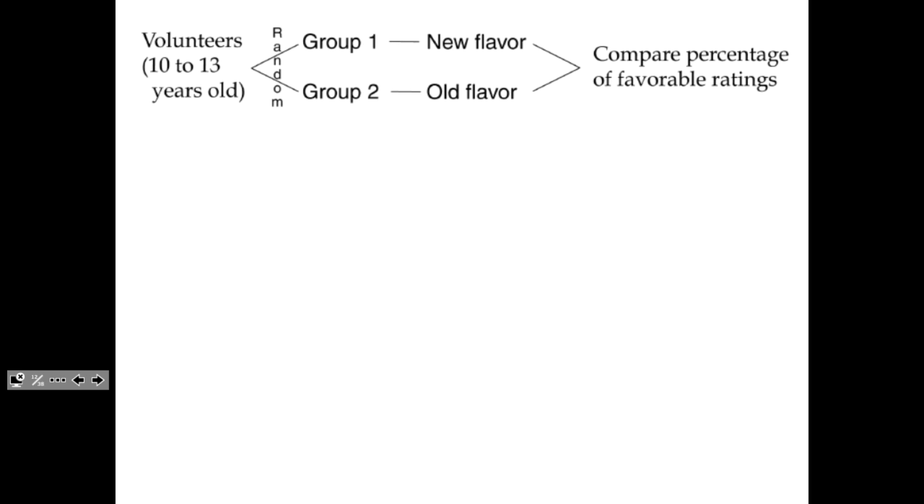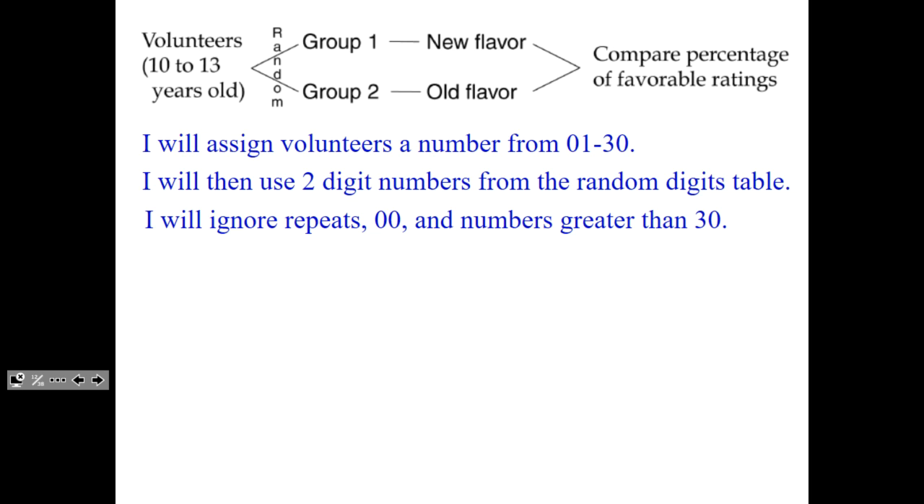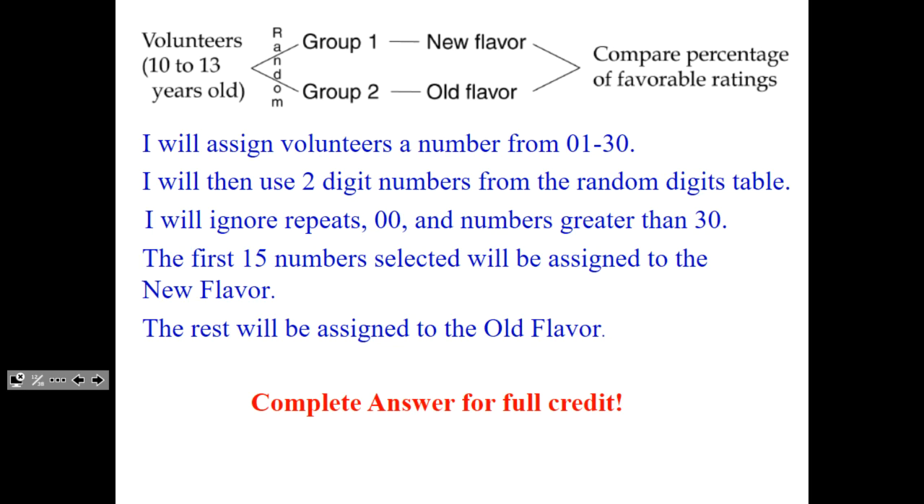But now I explain how I will randomly assign. Well, each volunteer gets a number from 1 to 30. I then will use 2 digits from a random number table, ignoring repeats, 00, or any number greater than 30. The first 15 numbers I select get the new flavor. So I've randomly assigned them to the new flavor or the old flavor, because everyone else gets the old flavor. Then I compare the results. This is a full credit answer. This covers everything you have to cover.